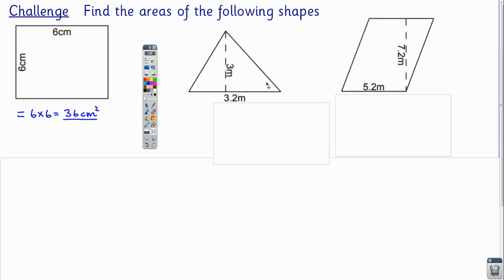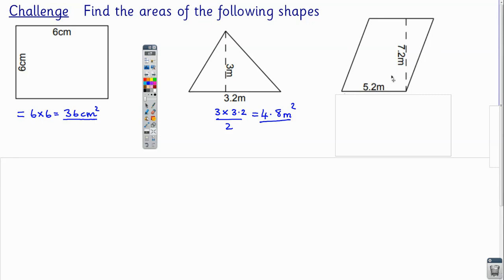Okay, let's look at some of the answers. So the first one, 6 times 6, and we treat that like a rectangle, that gives us 36. The second question, a triangle, we're going to do the base multiplied by the height, and then we are going to divide by 2. It takes up half of the rectangle that it sits inside. So we have 3 times 3.2 and then divided by 2 gives us 4.8. This time the measurements are in meters, so our answer is in meters squared.